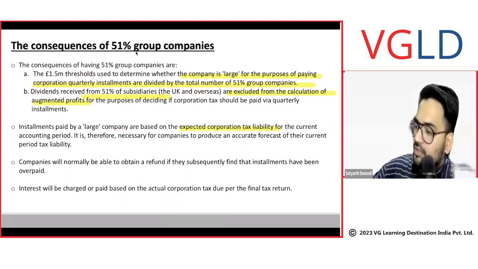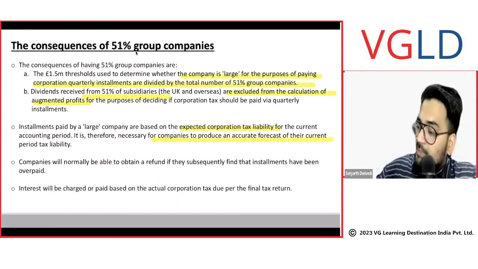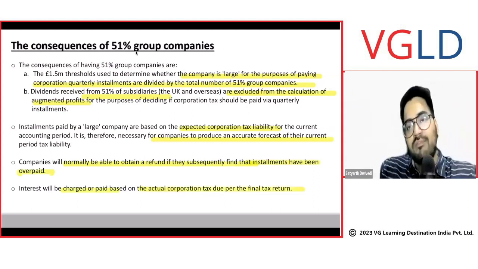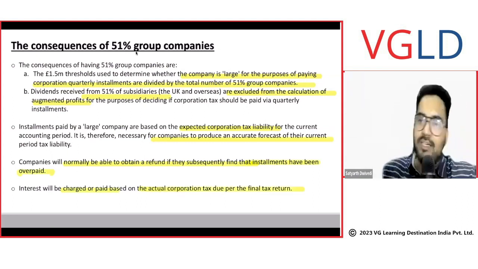Now, you have to produce an accurate forecast. You'll normally be able to obtain a refund if you subsequently find that installments have been overpaid. Interest will be charged or paid based on the actual tax due as per the final figure when you submit the tax return.